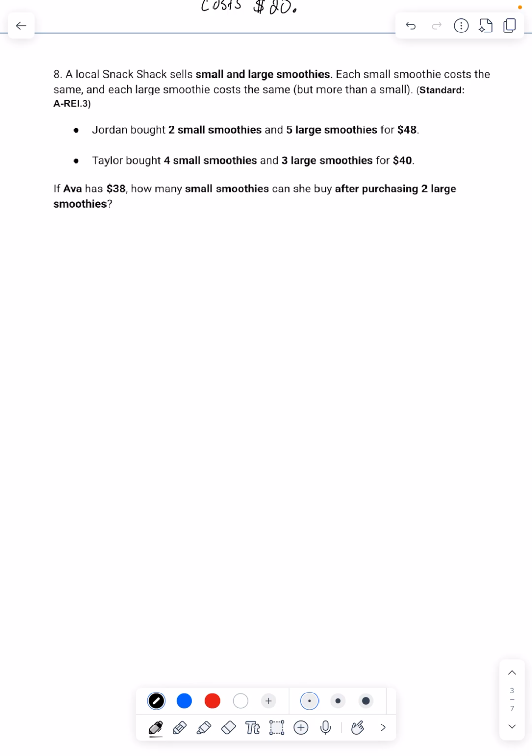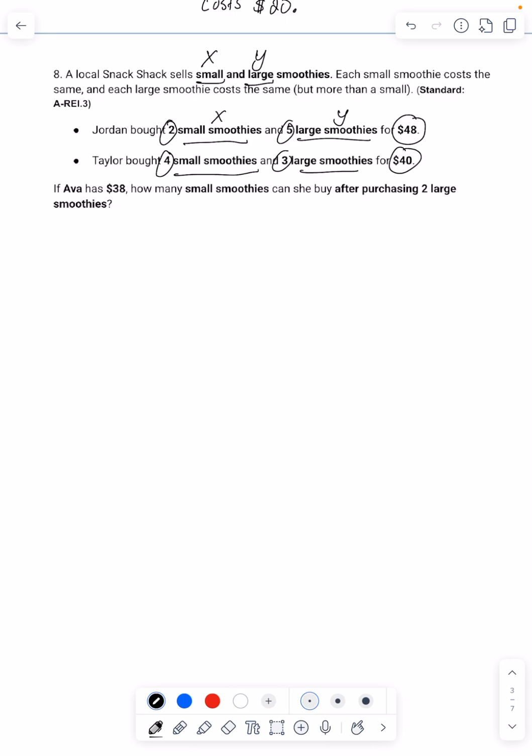So in this case, it says a local snack shack sells small and large smoothies. Let's use X for the small smoothies and Y for the large smoothies. Each small smoothie costs the same, and each large smoothie costs the same, but more than a small. Then they give us two situations. Jordan bought two small smoothies and five large smoothies for $48. So again, this is X, this is Y. And Taylor bought four small smoothies and three large smoothies, but they paid $40.